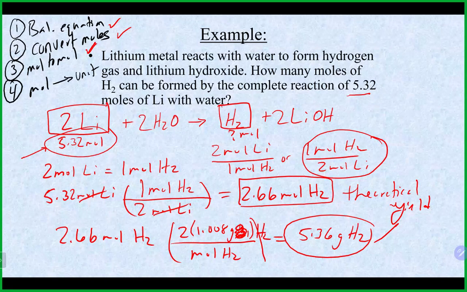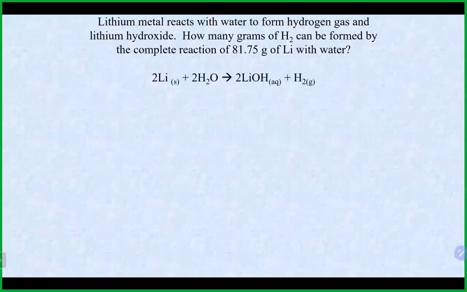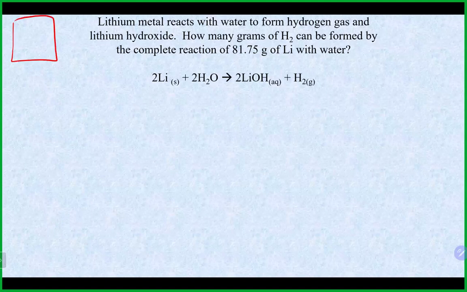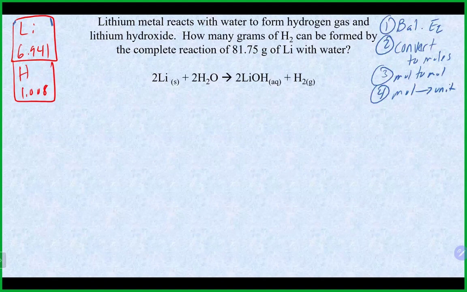All right, let's try another one here using the same reaction, I think. All right, so for this one, we do want to know how many grams of H2 would be formed if we started with 81.75 grams of lithium. Lithium is 6.941 on the periodic table. Obviously here, hydrogen is 1.008. Okay, so let's take a look.